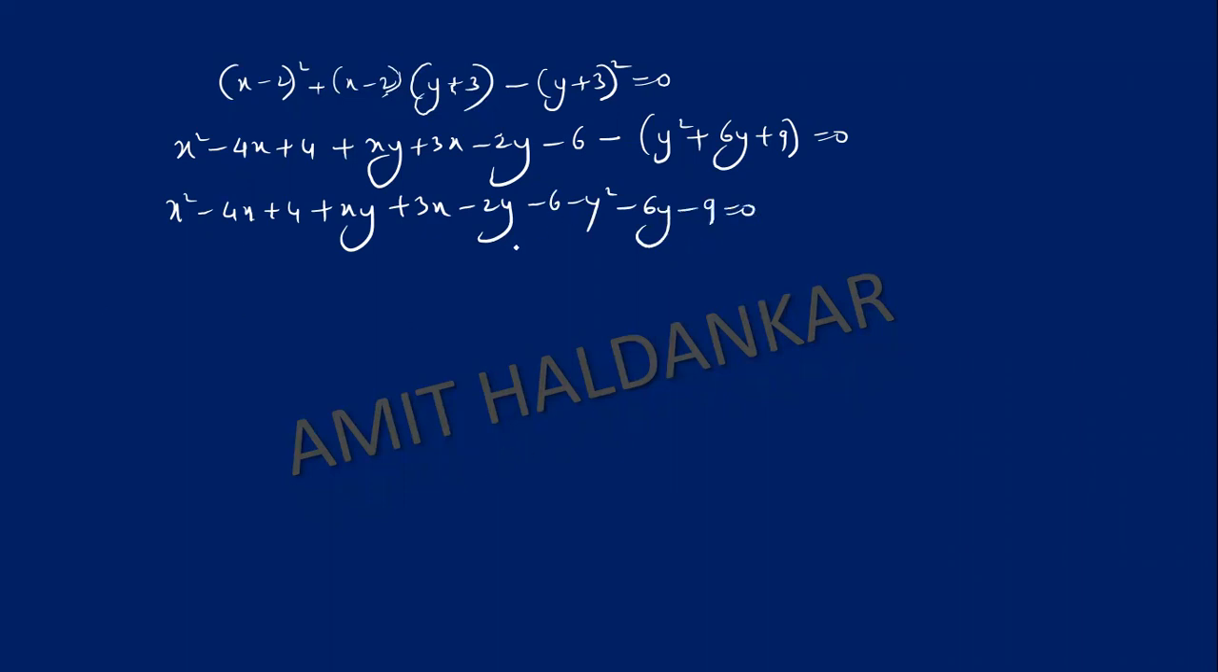We can arrange this, and finally we get the answer. So x square plus xy minus y square, then minus 4x plus 3x is minus x, then minus 6y minus 2y is minus 8y, and 4 minus 6 minus 9 is minus 11, is equal to 0. This is the final answer of the given question, as you can see over here.